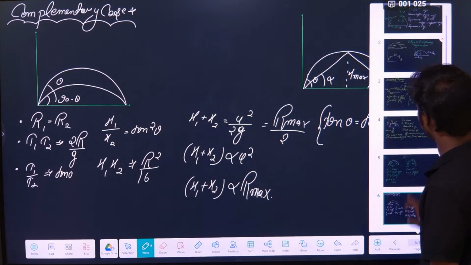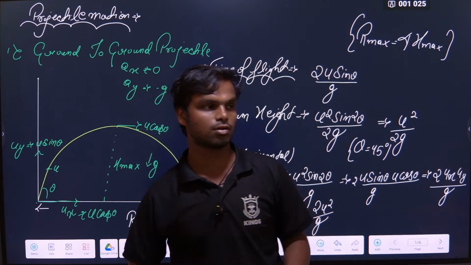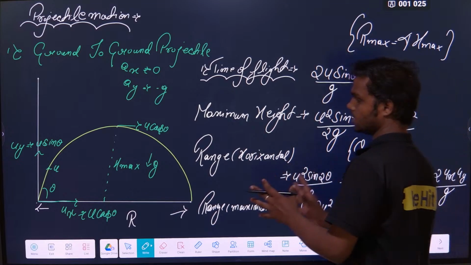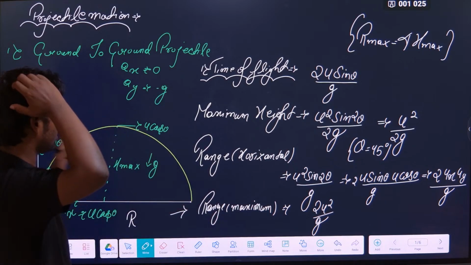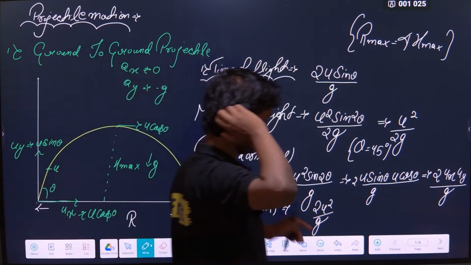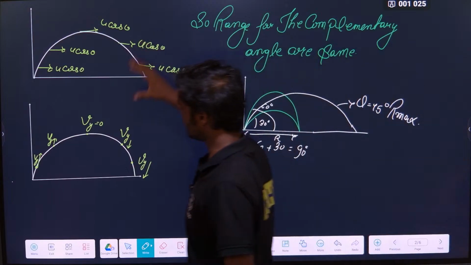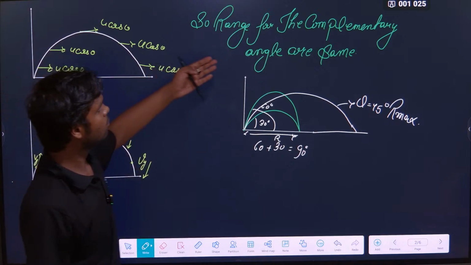Clear? So what we have seen till now: first thing, we have seen ground to ground projectile. In ground to ground projectile, what are the things we have seen? First, the basic concept or basic idea of the projectile, in which we have seen a few important formulas. Then we move toward the basic understanding of projectile, what is exactly happening, and then we move to one result.